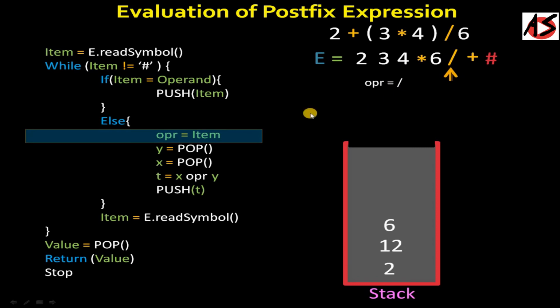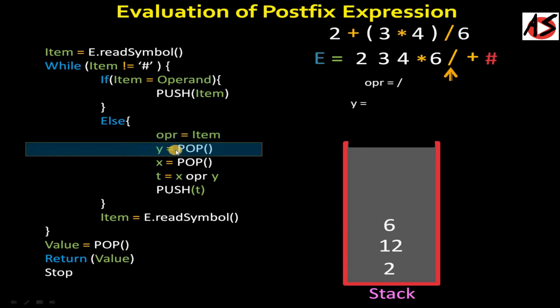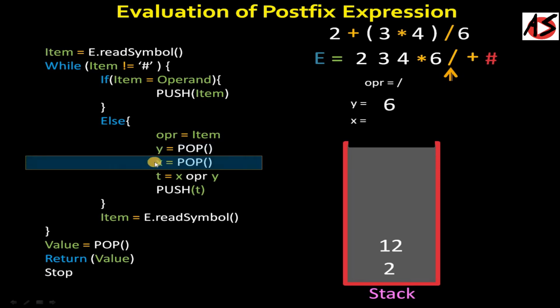Now you are taking y is equal to pop the entry. So we will pop out the topmost entry from the stack, and it will be assigned to the y variable. Now you are moving ahead, and x is equal to pop the entry. So now you pop the next entry from the top of the stack, that is 12. So now x is equal to 12.